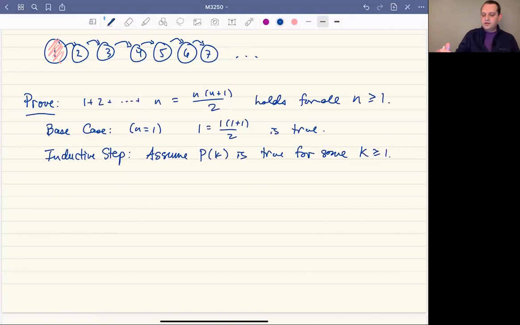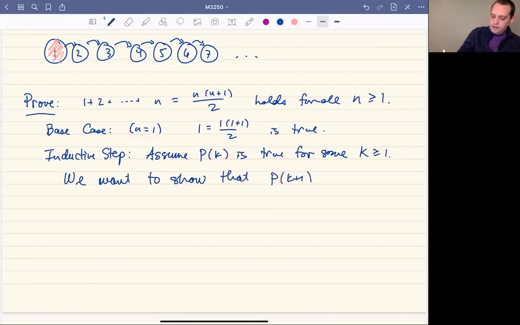In our case, it's for some k greater than or equal to 1. We used 1 because that was the base case. So assume that P of k is true for some value k greater than or equal to 1. We want to show, our goal, we want to show that P of k plus 1 is also true.